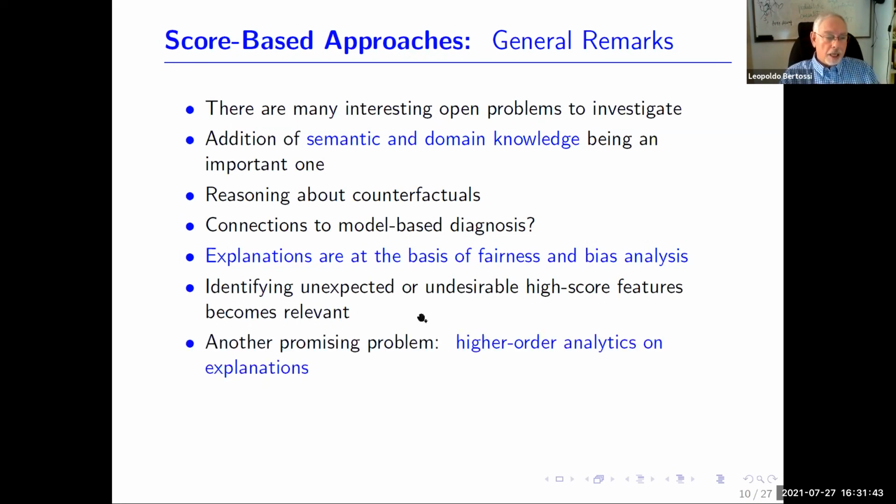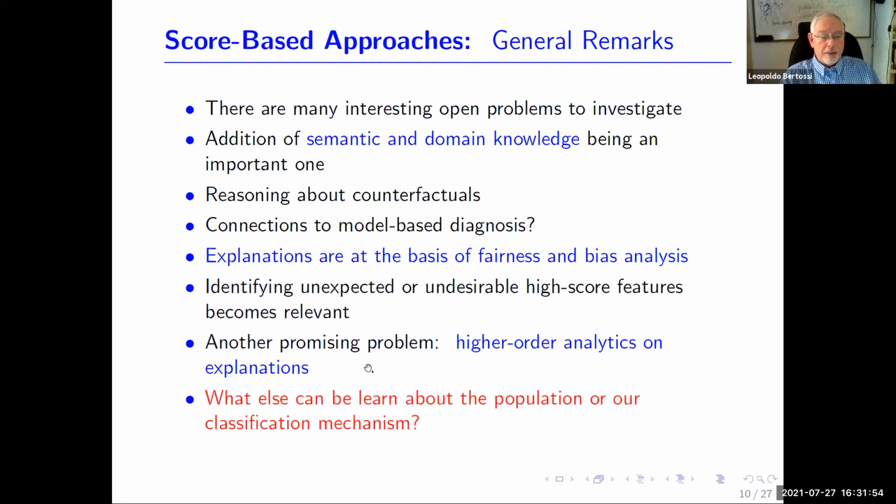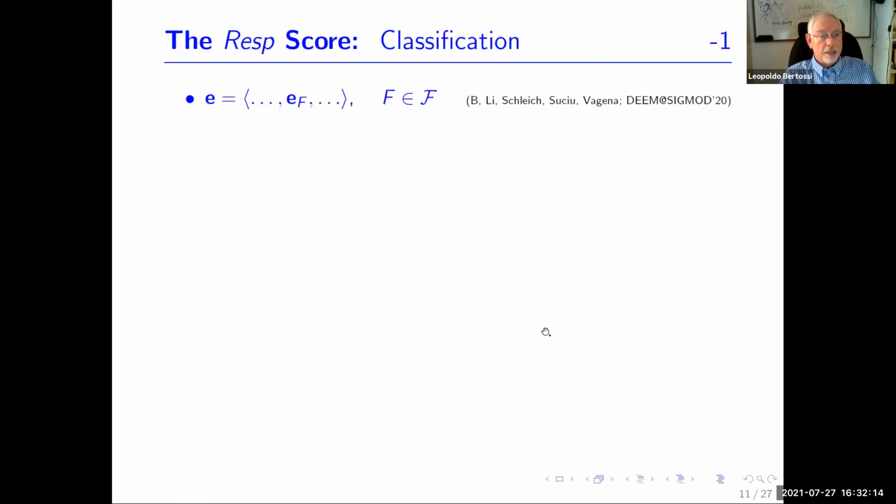Another promising problem has to do with higher order analytics on explanations. If we collect many explanations, we have a new set of data, so to say, from which we might want to learn something. So what else can we learn about the population or our classification mechanism by analyzing our explanations? All these are things that we are investigating in our ongoing and future research, but I'm not going to say much about this.